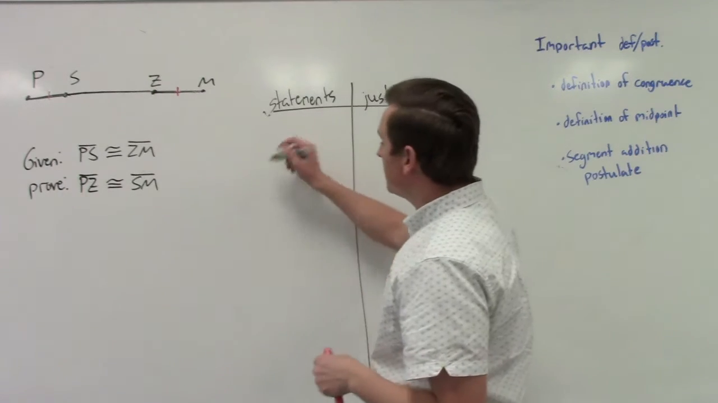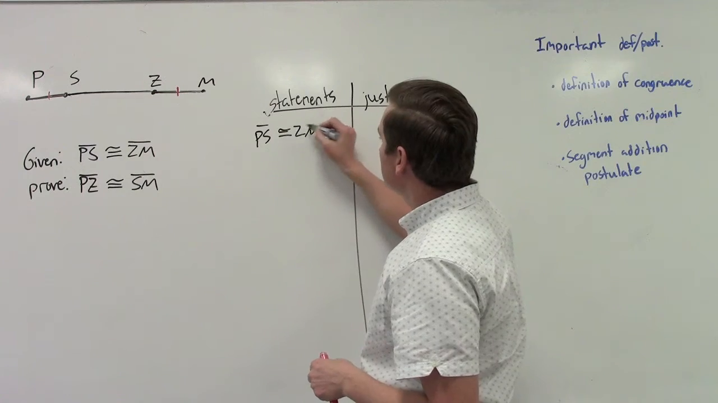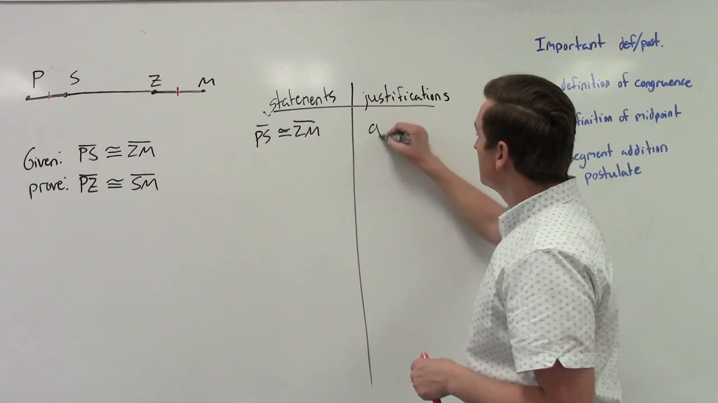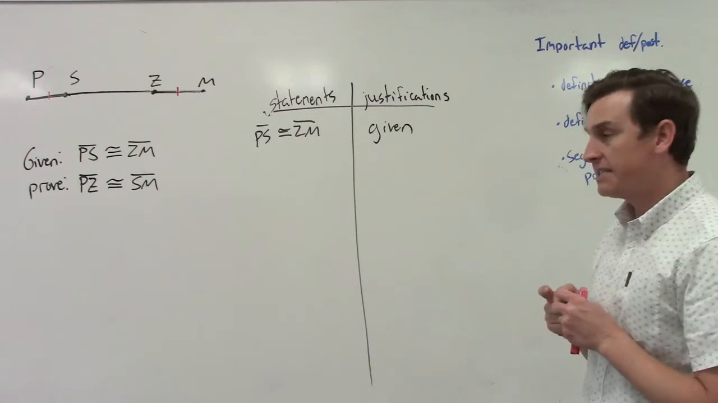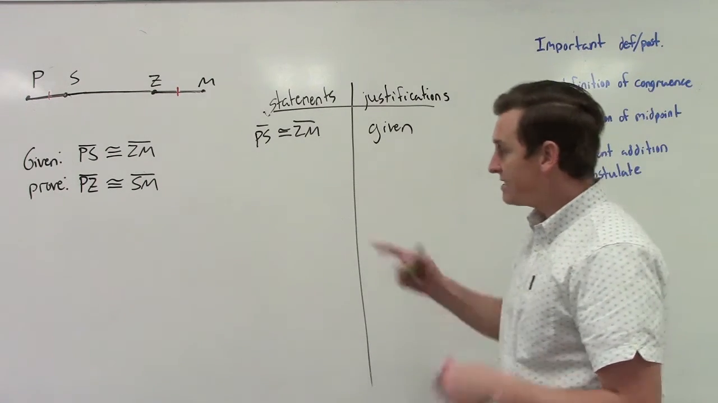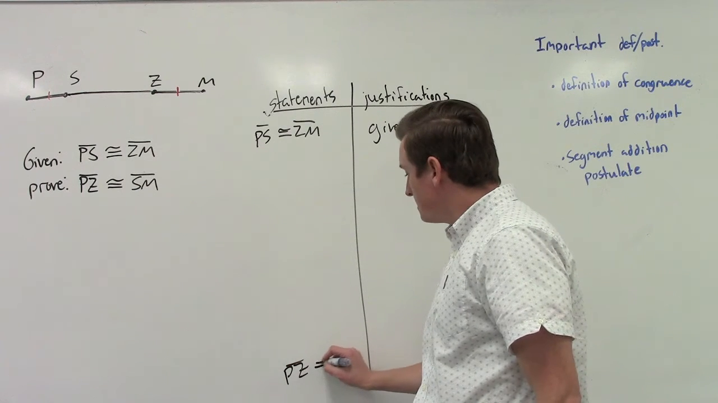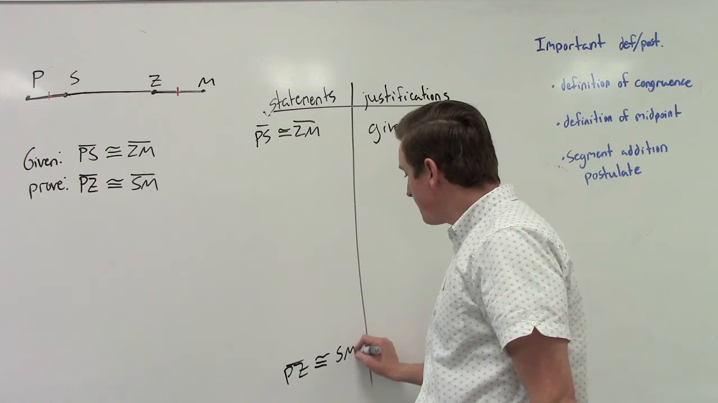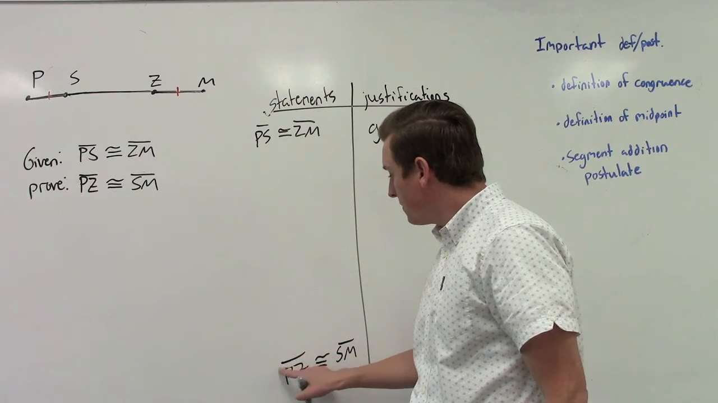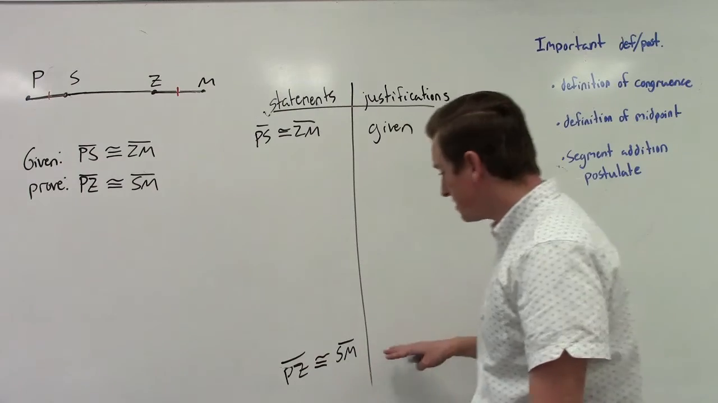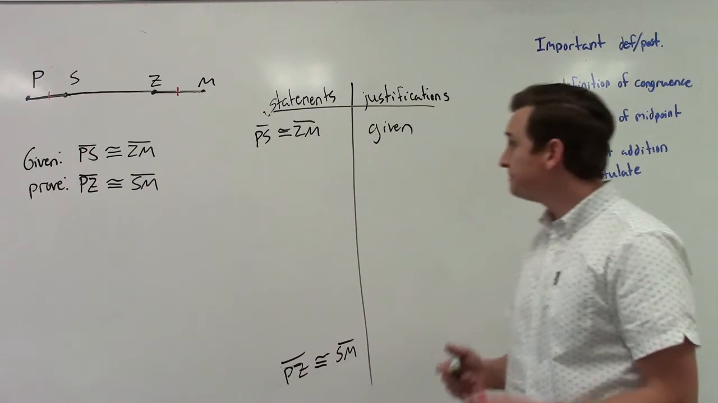Our first statement here is PS is congruent to ZM, because that's what's given here. And I went ahead and marked that in my diagram as well. The last statement that we're going to have here is PZ is congruent to SM. When we get there, as long as we can justify that step, we know that we're done, that we got it. Okay, so that's kind of where we're headed.